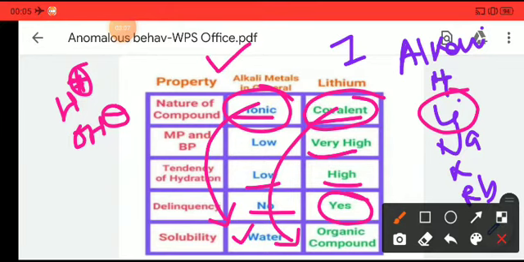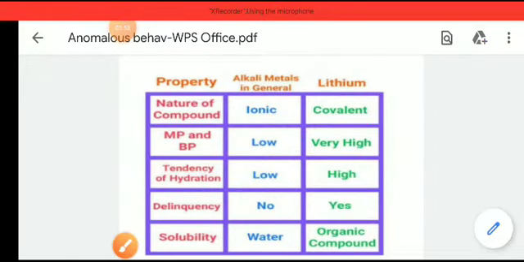So lithium has some totally different properties as well. That is why, being an alkali metal, lithium doesn't follow the group's chemical or physical behavior. That is why lithium shows an anomalous behavior. As lithium shows different characteristics than the alkali metals or group 1 metals, it is called an anomalous element, an element that shows different behavior than its corresponding group elements. This is what we call the anomalous behavior of lithium.